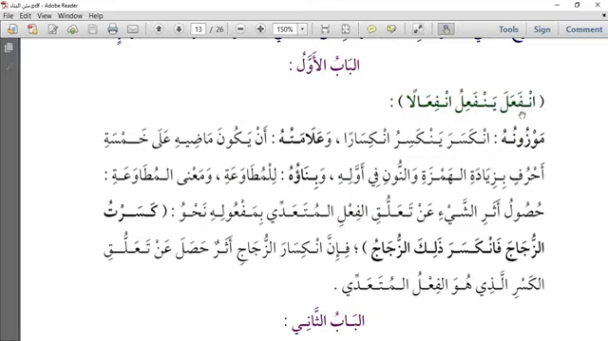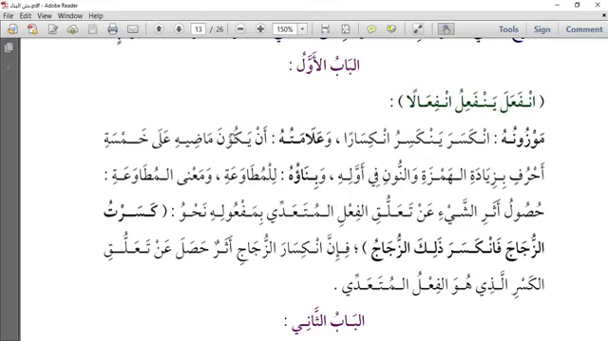What we have here for the first chapter is infa'ala. Infa'ala fil madi, the mudari is yanfa'ilu, and the masdar infi'al. Now we go to the explanation of our chapter. Mawzunuhu inkasara yankasiru inkisar. An example of a word under this infa'ala shape is inkasara yankasiru inkisar.